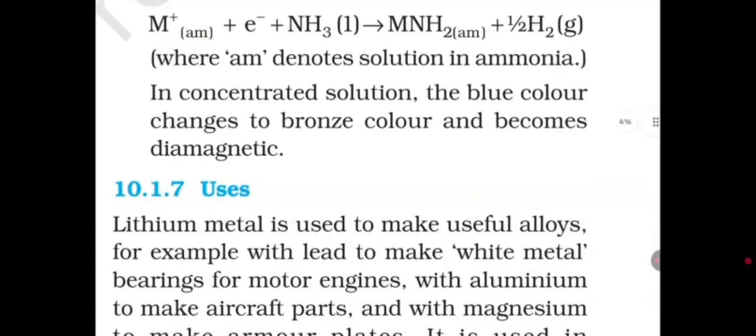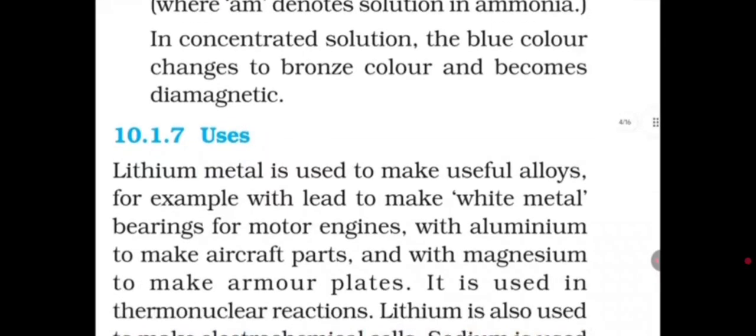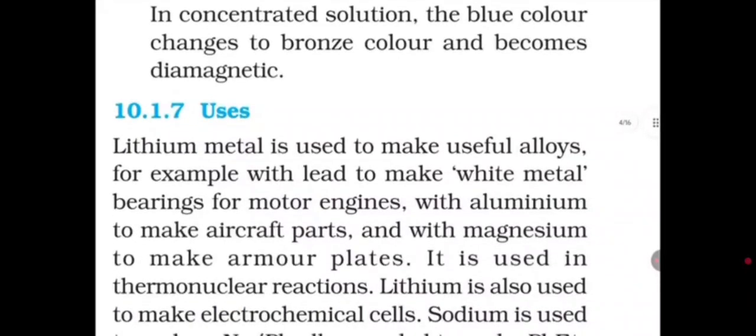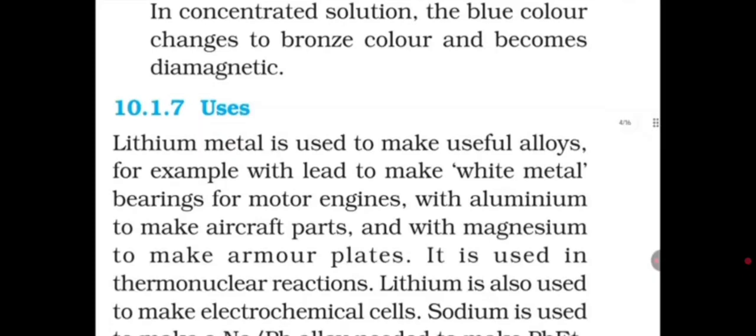Again a reaction is given: M+(am), where am denotes ammonia, plus e- plus NH3 liquid gives MNH2 plus 1/2 H2 hydrogen gas. In concentrated solution, the blue color changes to bronze color and becomes diamagnetic.